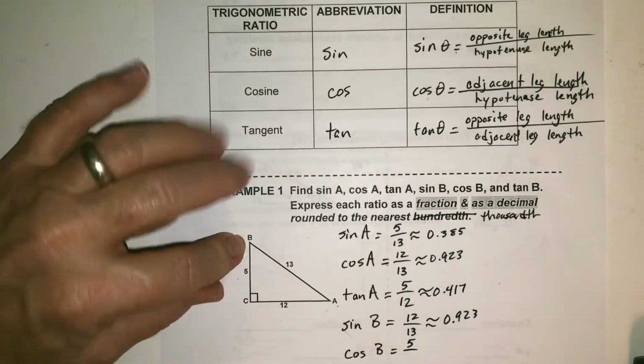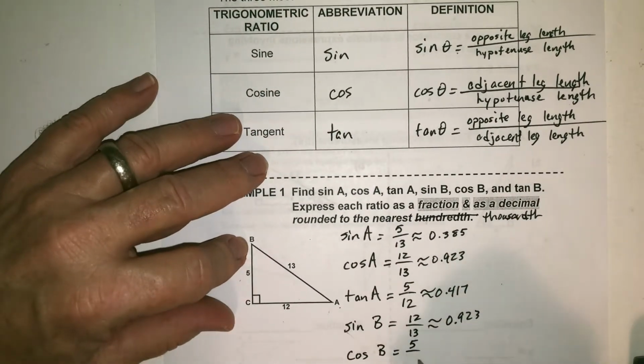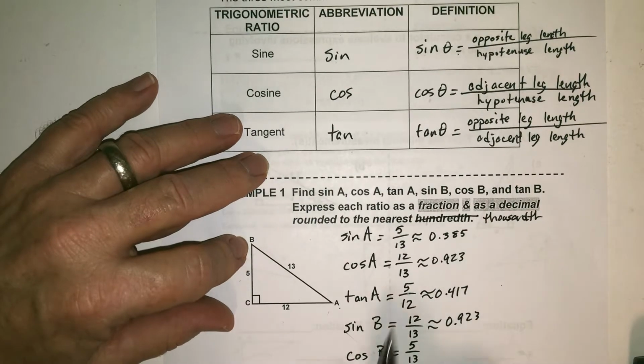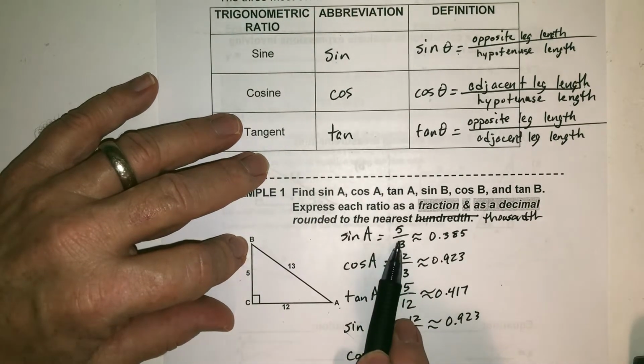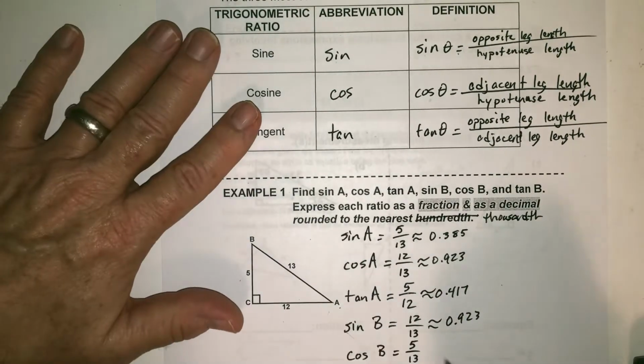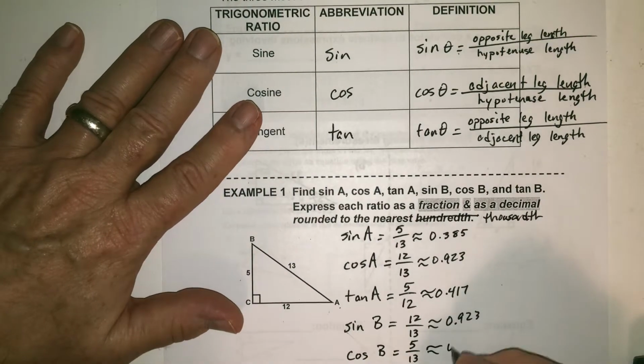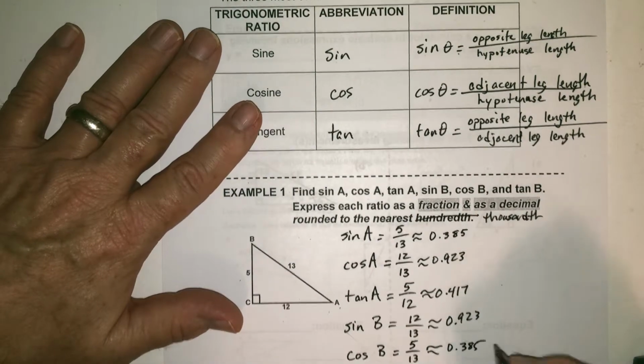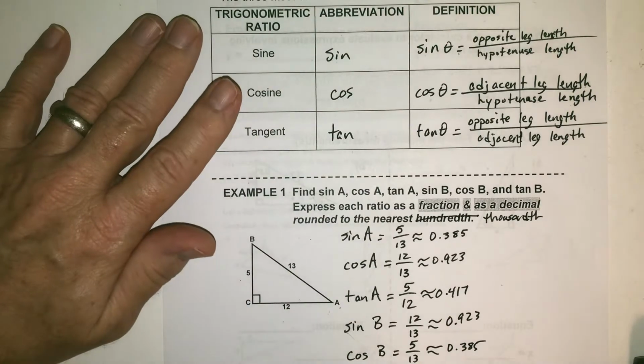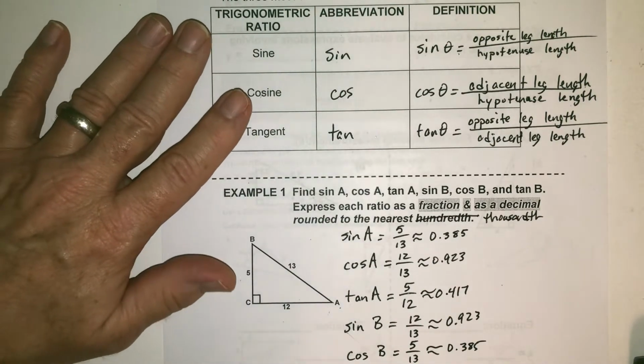5 divided by the hypotenuse leg length, which is still 13. Now, you did notice that 5/13 is the sine of angle A, and you've already approximated that, so that's 0.385. All right, and lastly, we need to find the tangent of angle B.